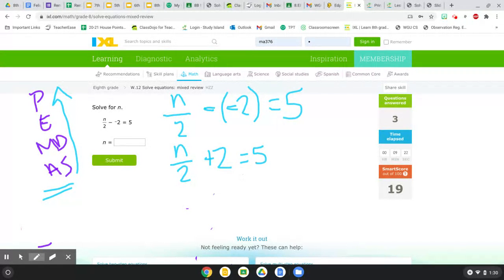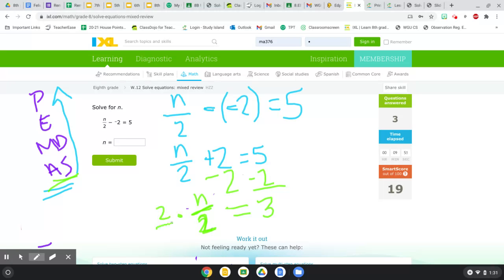Well, now if I go to solve, I can say, all right, I have adding and subtracting. So I'm going to subtract 2 from both sides. So I have n divided by 2 left on the left-hand side equals, well, 5 minus 2 gives me 3. Okay, well, now I'm left with n divided by 2. Well, the inverse of dividing by 2 would be to multiply by 2.